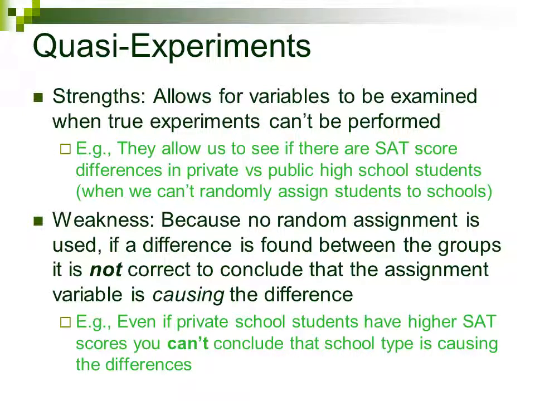In other words, even if we do find that private school students, let's just say, have higher SAT scores than public school students, we can't conclude that school type is causing the differences. This is because there are other differences between private school students and public school students, such as their parents' socioeconomic status, that could be causing the difference in SAT scores. So again, because there is no random assignment, we can't conclude causation with quasi-experiments.